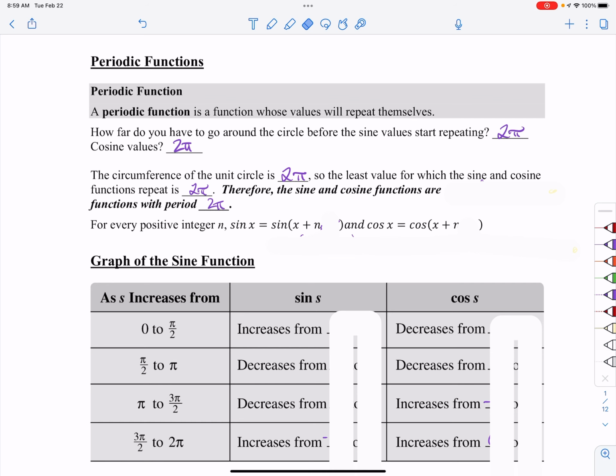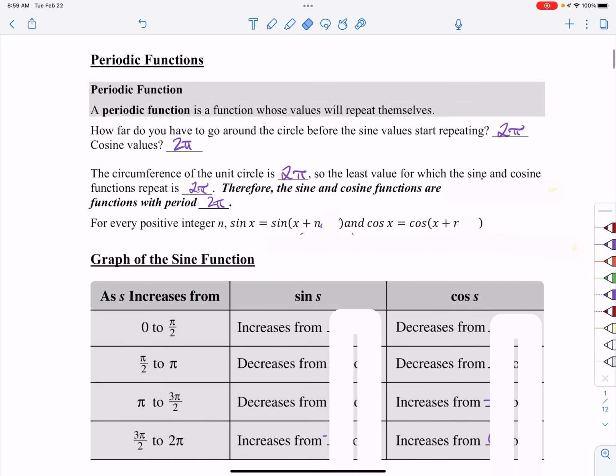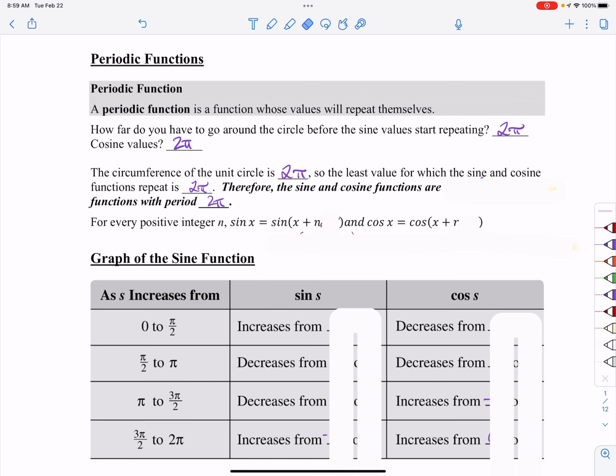For every positive integer n, sine of x is going to be the exact same thing as the sine of x plus, I like to say 2 pi n. The author says n times 2 pi. In English, folks, all this means is that I'm taking my x, whatever my angle is, and I'm adding whole circles to it. Maybe 1 whole circle, 2 whole circles, 3 whole circles, etc.